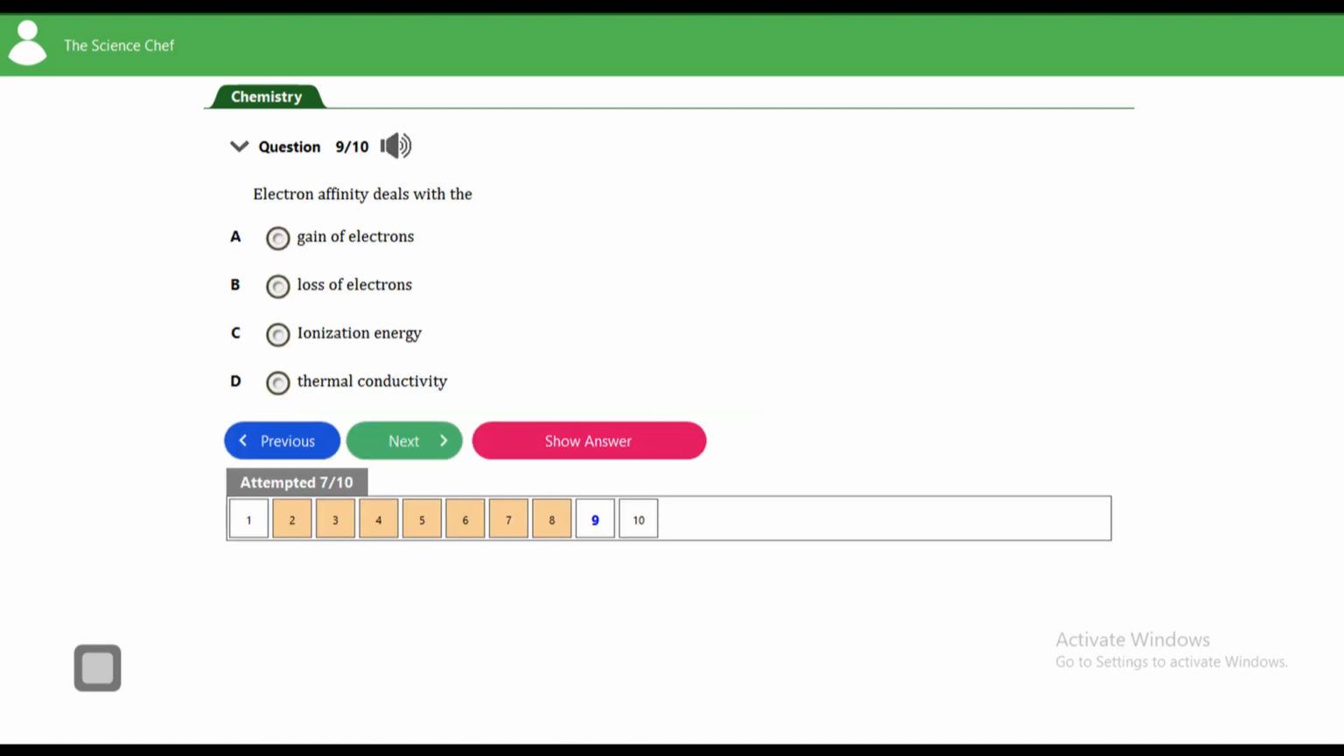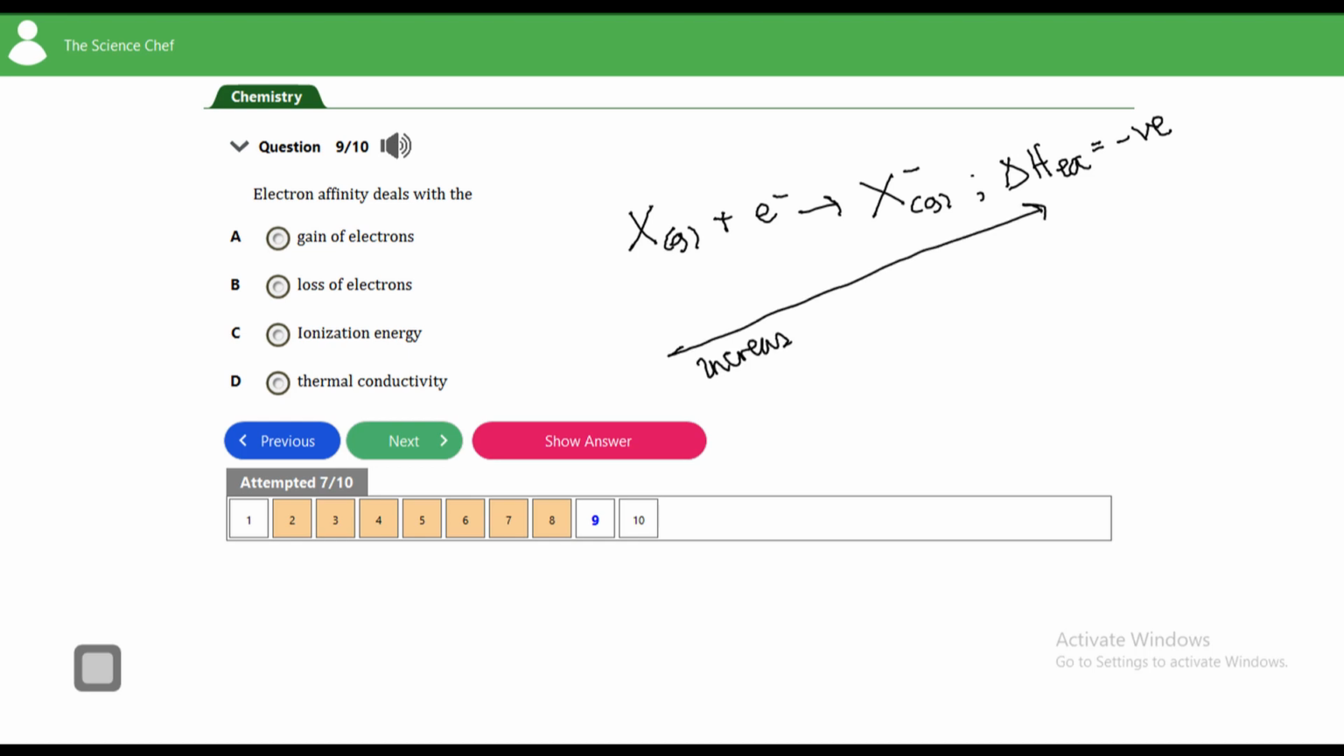Question 9. Electron affinity deals with the... What's electron affinity? Electron affinity is the energy released when 1 mole of electron is added to a gaseous atom to form a gaseous negative ion. It can be represented thus: X gas plus electron gives X minus gas. Delta HEA is negative. It's mostly associated with non-metals, and it increases across the period and decreases down the group.